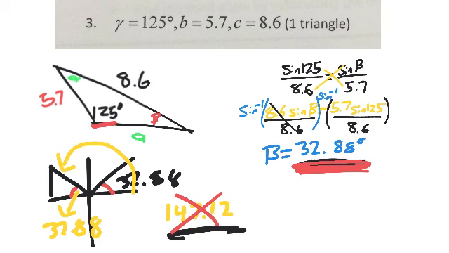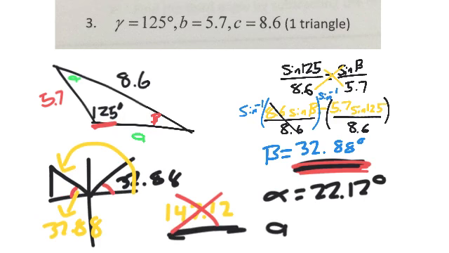So now I know beta is 32.88. I know two of the angles, so I can find the third angle, alpha, because all the angles have to add to be 180. So I could do 180 minus 125 minus 32.88, and I get alpha has to be 22.12 degrees. So now I know all three angles, so I can use the law of sines to find my missing side A.